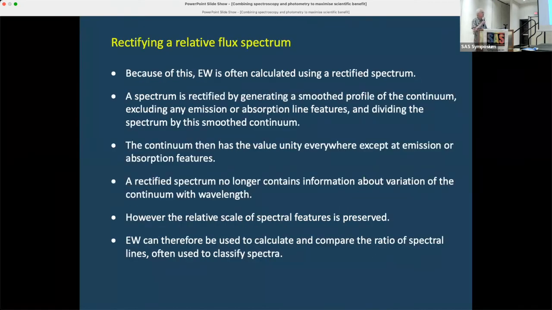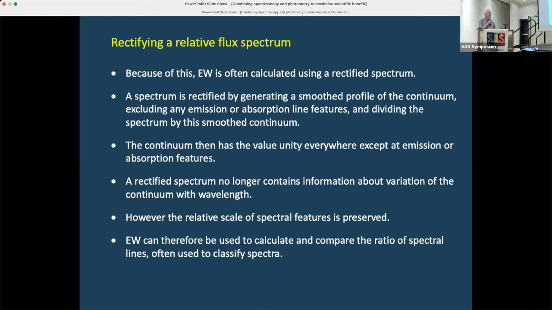Next slide, please. So a technique that's often adopted is to rectify a relative flux spectrum, by which I mean you effectively generate a smooth profile of the continuum, less any emission or absorption features, and you divide the spectrum by that smooth continuum.